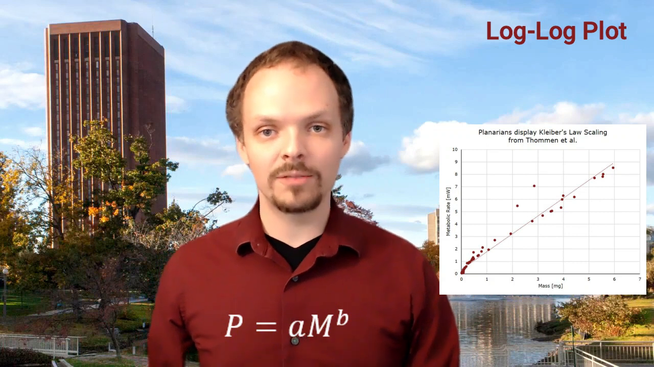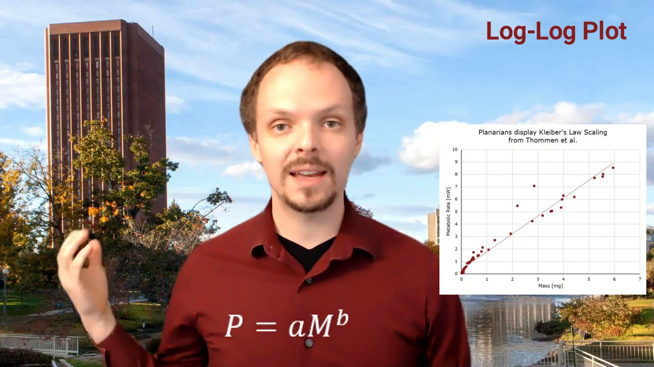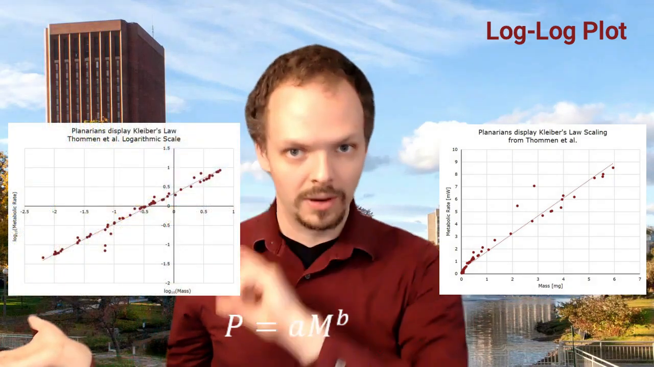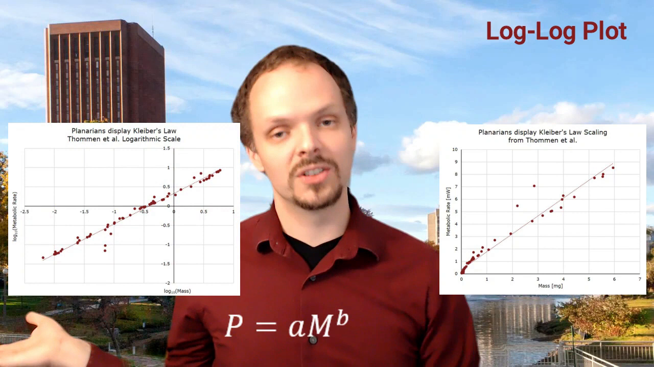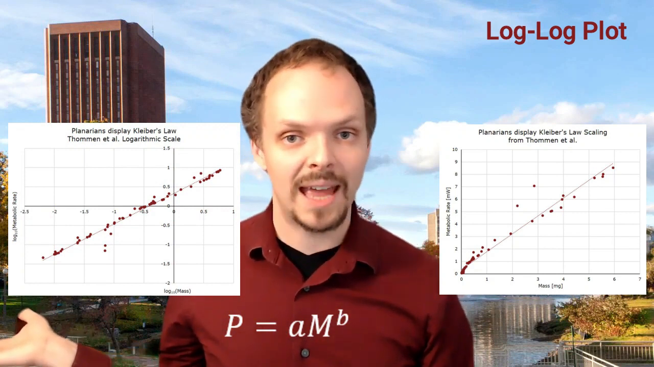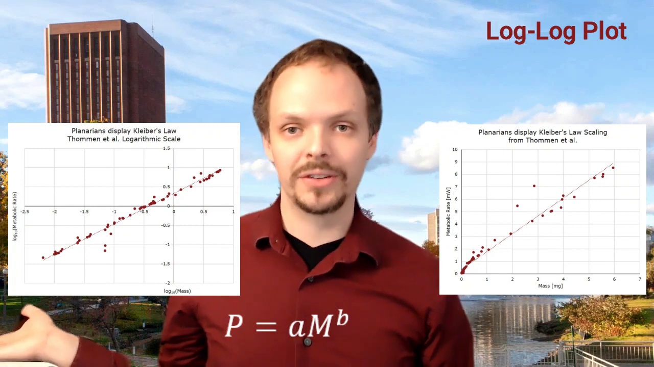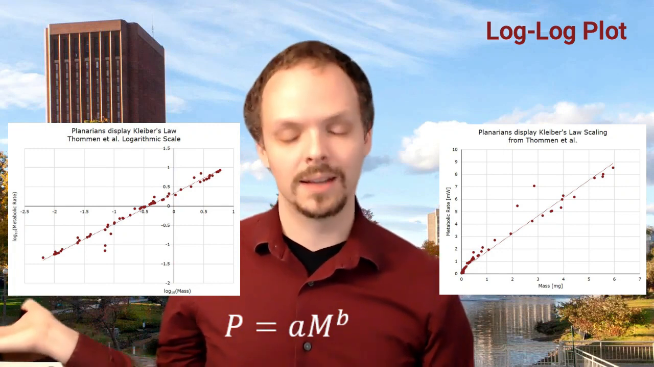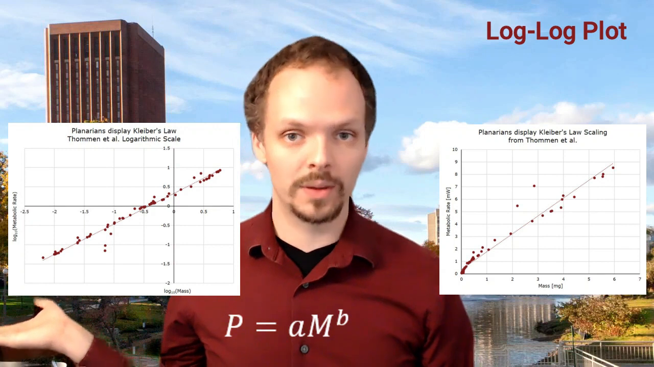However, if instead of plotting the metabolic rate versus the mass, we plot the logarithm of the metabolic rate versus the logarithm of the mass, here I'm using logarithm base 10, we can see that the result is a nice, beautiful straight line. And once again, we know how to deal with those.